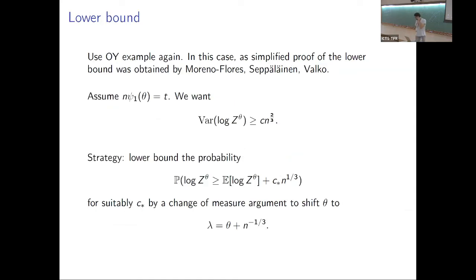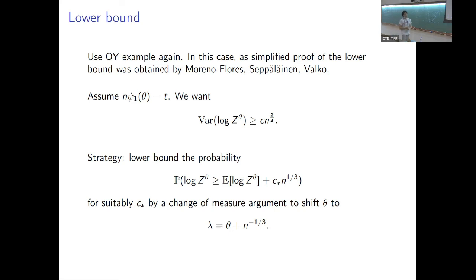Okay. So what about the lower bound? The lower bound is usually more complicated, and it took us more time. So we want to show that the variance is bounded below by C n to the 2/3. This strategy exists in a couple of places, and I think the first time I saw it was this simplified proof of the lower bound by Moreno, Flores, Zeppelin, and Valco in the O'Connell-Yor case.